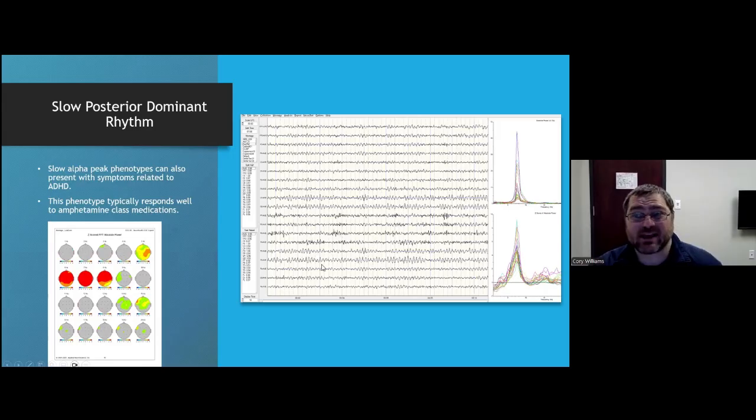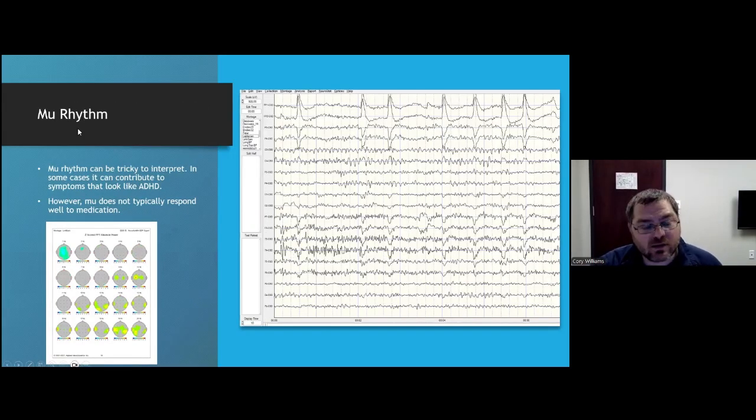Amphetamine class would be things like Adderall or Dexedrine. Okay. The other thing, and I put this in here because I think it's really important. A lot of ADHD cases have mu rhythm. If you're unfamiliar with mu rhythm, it is a morphological phenomenon. We're going to see it here in C3 and C4. It kind of looks like the letter M just repeating itself. So I think that's where they got the name mu. That would be my guess.